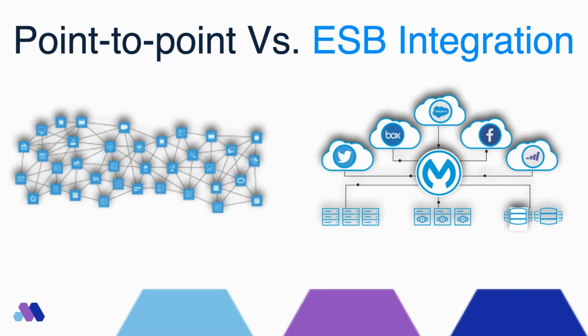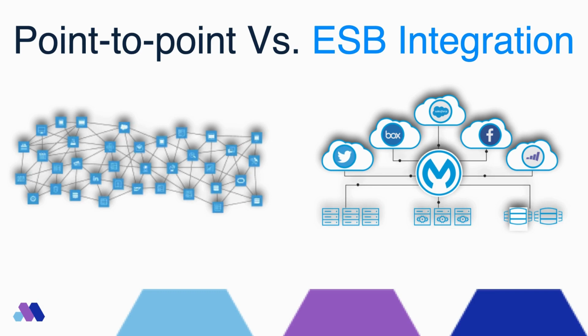As the number of applications and systems increases, the number of connections also increases exponentially. Moreover, point-to-point integration is tightly coupled, which means that a change in one application can have an impact on other directly connected applications.